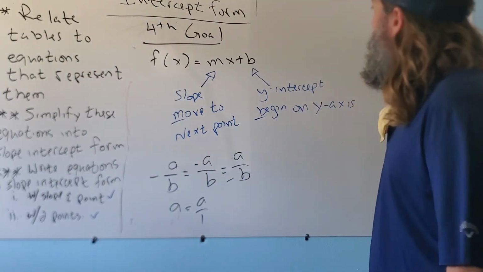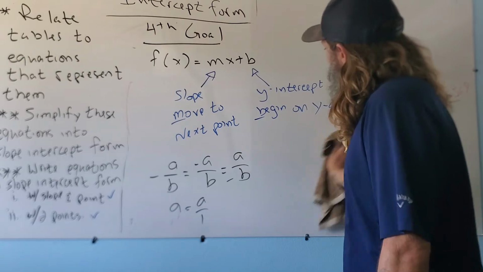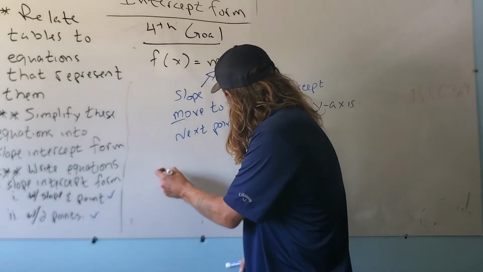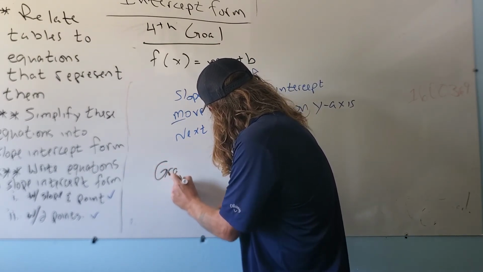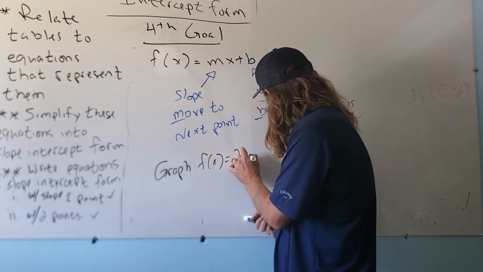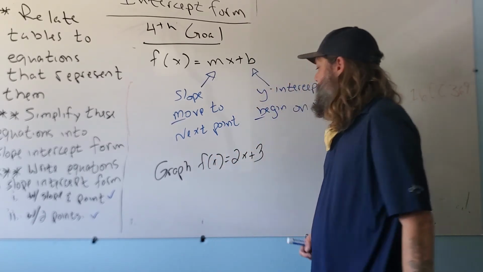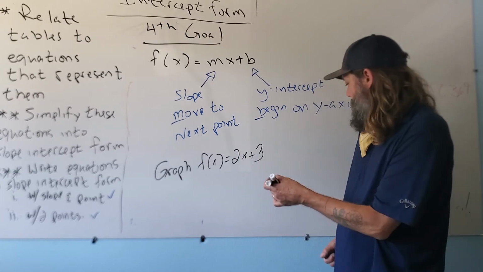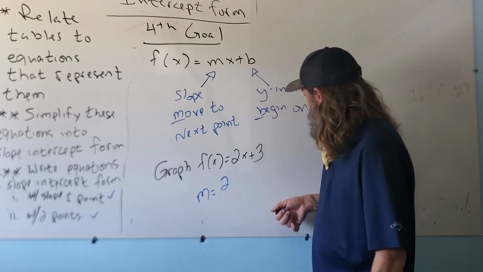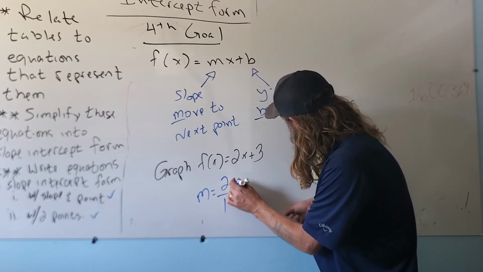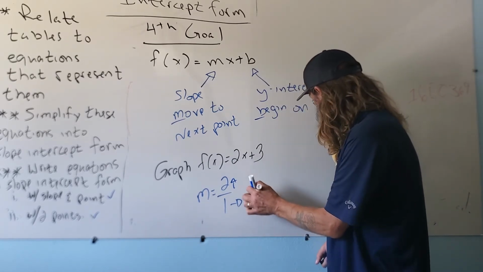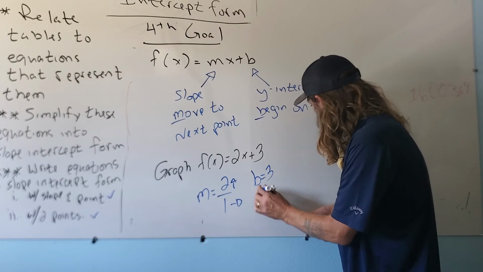Alrighty, here we go. So I'm going to ask you to graph something like f of x is 2x plus 3. Well, my m, or how I move, is 2. But I need a fraction, so it's 2 over 1. Remember, I'm going to rise 2, I'm going to run 1. And I begin at 3 on the y-axis.